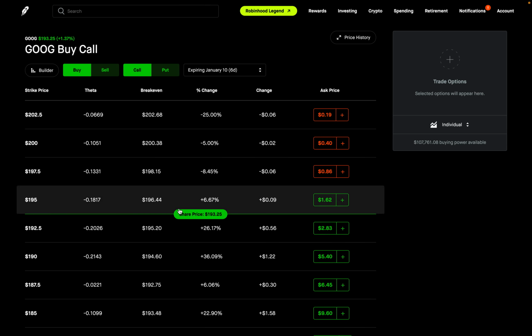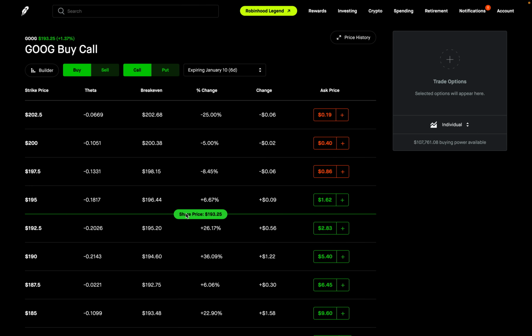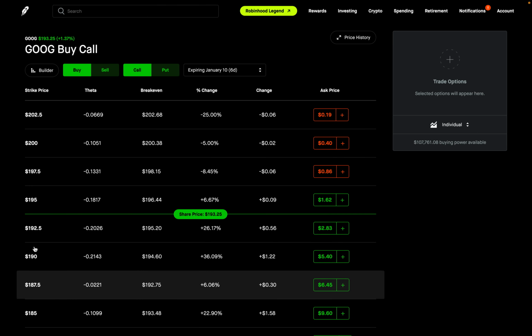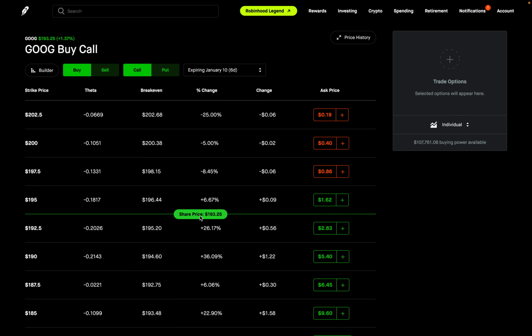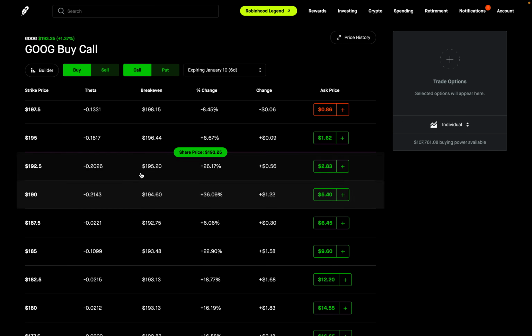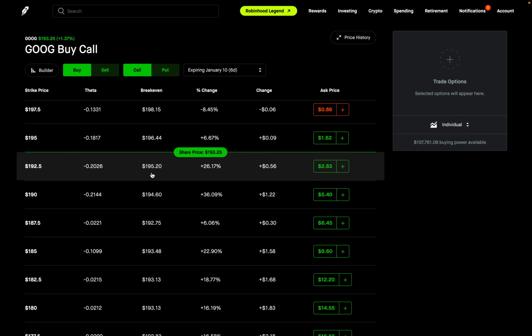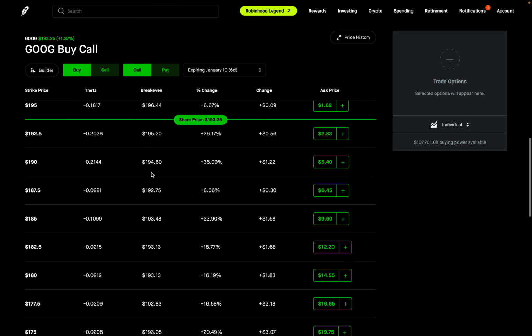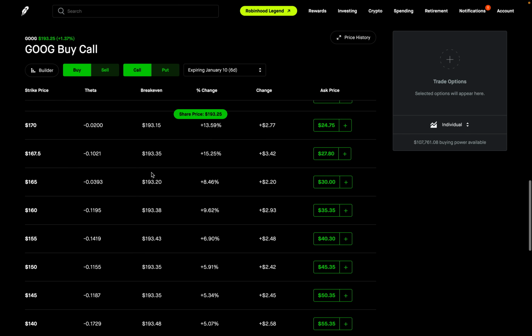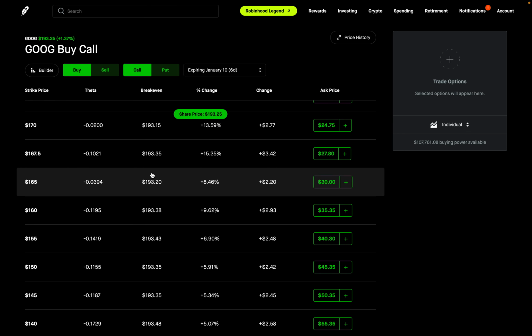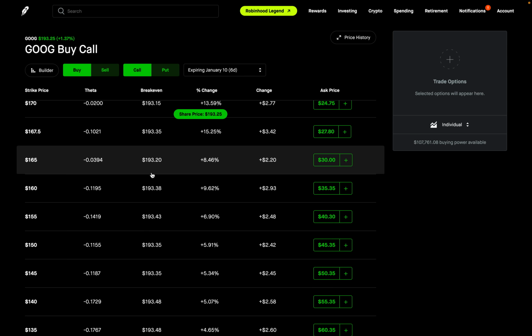Now remember, for calls in the money is going to be the call options whose strike price is less than the current share price. So all of these are going to be the in the money call options. So when we say deep in the money, we mean all the way down here. And remember, the deeper in the money you go, the more the call option will act like 100 shares of the stock, because delta is going to get closer to 1 the more deep in the money we get.